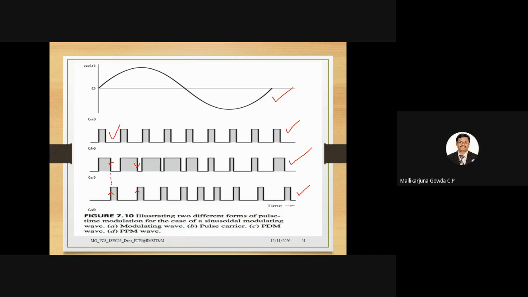Is this picture clear? These are the waveforms you are supposed to write: the message signal, a sinusoidal signal, then the carrier as pulse. Then you need to draw the pulse width modulated waveform, and then the pulse position modulated waveform, that is the PPM wave. In PWM, you are supposed to show the variations in the width of the pulse according to the message signal. And here the position of the pulse is varied. With respect to PWM, for every trailing edge I get a pulse. So this is known as PPM. Even I can generate it for every leading edge also.